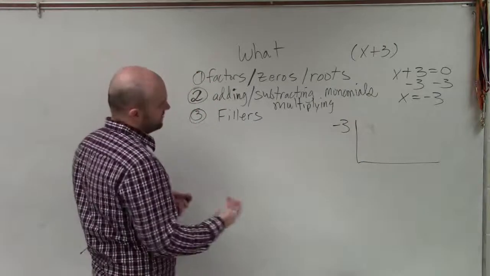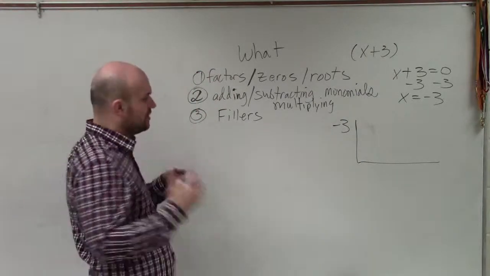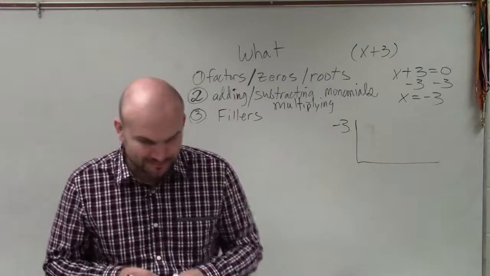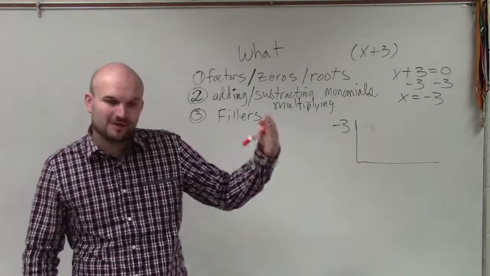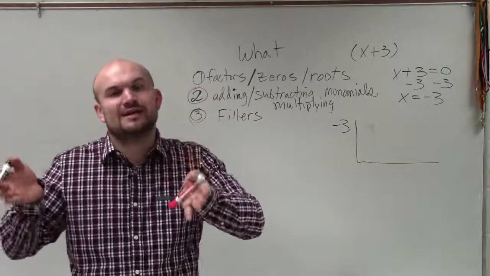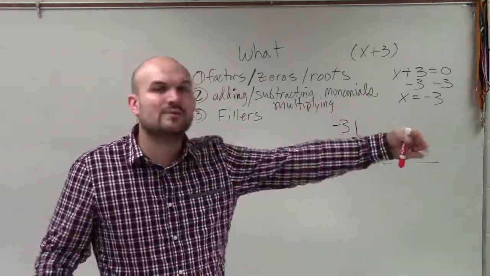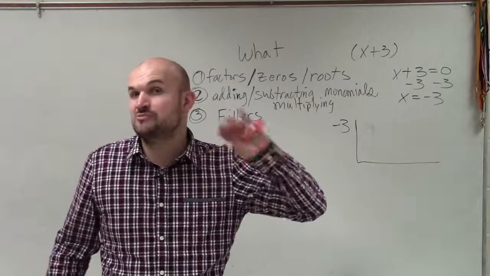Now, the last thing is the fillers. What's really important about the fillers is that you understand the definition of a polynomial. When we talk about the sum of monomials, it starts at whatever the degree is, and it always descends all the way down to the smallest degree, which would be x to the 0.